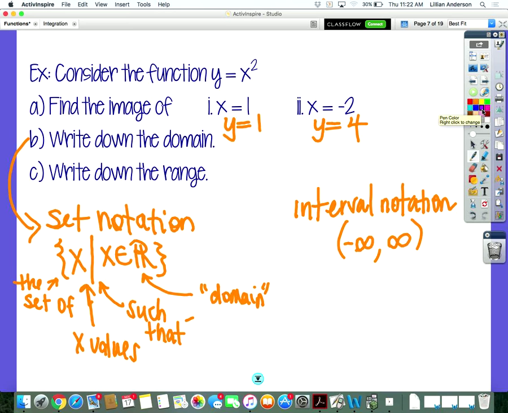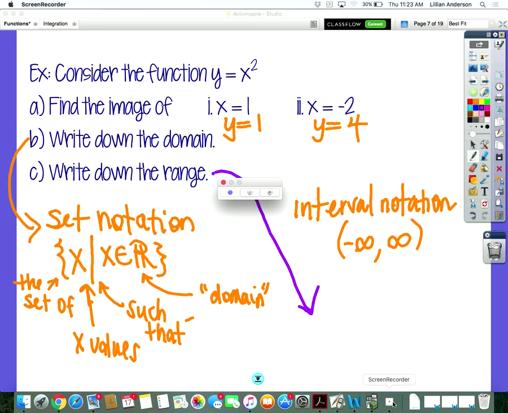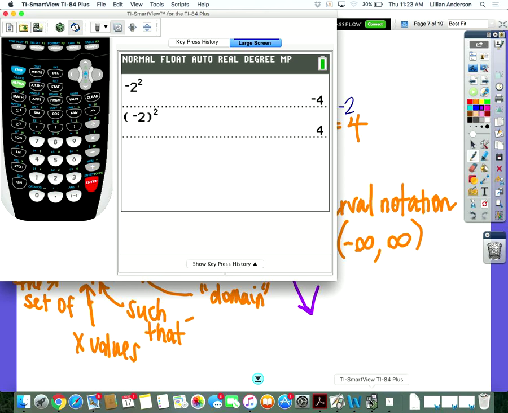Now we gotta write our range. Our range relates to our Y values. Now the beauty of this class is you get to use your calculator. So if you ever have a question about what the domain is, or what the range is, you can always graph it and look at the graph. So everybody pull out their calculator. I want you to graph this function. How do I graph this function? Y equals x squared. Where do I go?